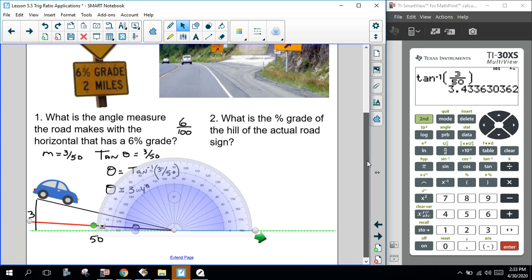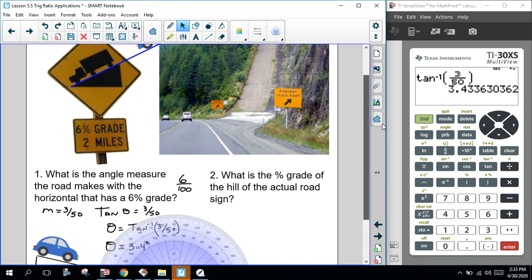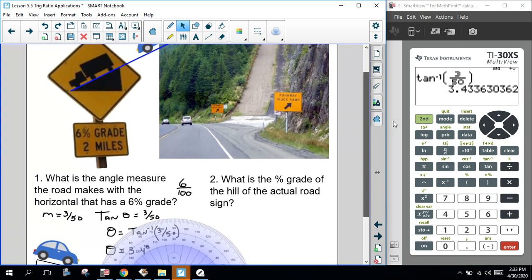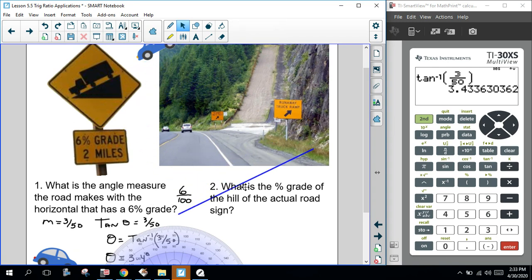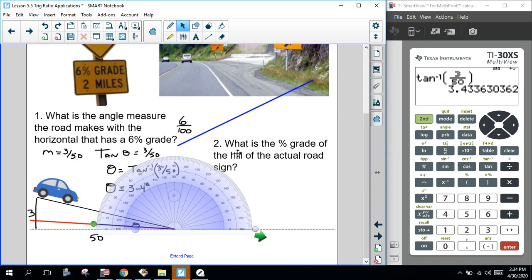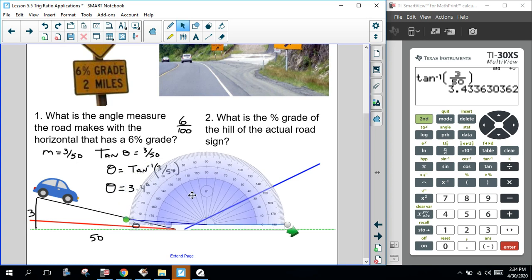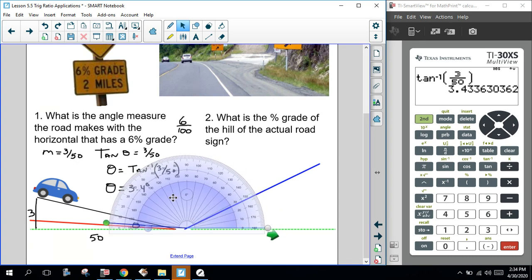Well, hold on here. If I look at the picture on this road sign, it appears to be a really steep slope in comparison to the minor 3 degree angle that we have there. So let's take a look at what that angle measure is, once again using my protractor, and see what angle this makes with the horizontal. We put our protractor on and measure the angle. It looks to be about 27 or 28 degrees. So a 28 degree angle is what we're making here.